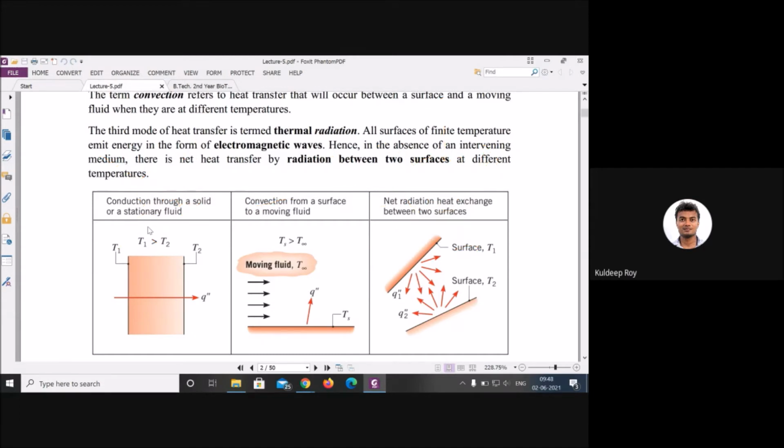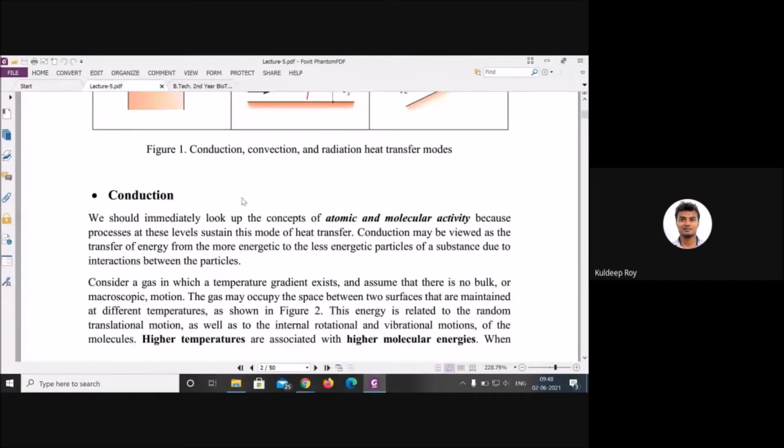Now we will go through one by one how conduction takes place, and this is very fundamental. You have to see what is happening at the molecular level, because in theory it is okay that some heat is transferring from one position to another, but how is it transferring? So we will check how it is transferring. For conduction, we should immediately look up the concept of atomic and molecular activity. As I already told, molecular activity, because the processes at these levels sustain this mode of heat transfer. Conduction may be viewed as the transfer of energy from the more energetic to the less energetic particles of a substance due to interaction between the particles.